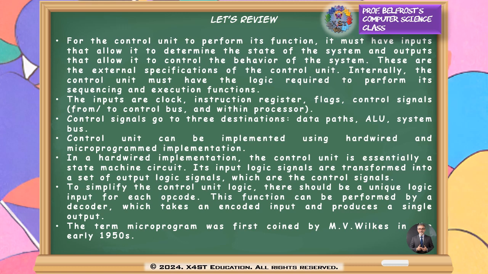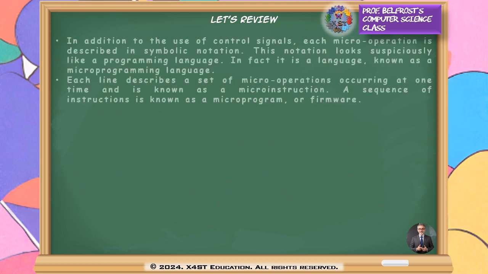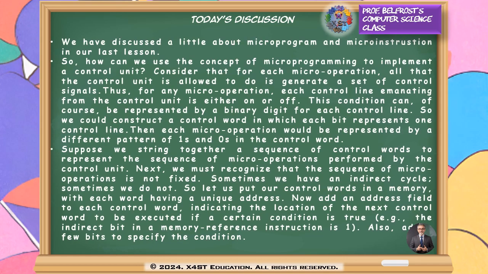The term microprogram was first coined by Mr. Oster and Vivelkus in the early 1950s. Each microoperation is described in a symbolic notation called microprogramming language, and each line describes a set of microoperations occurring at one time and is known as a microinstruction. A sequence of instructions is known as firmware or microprogram. So let's review the last lesson on microprogram and microinstruction.